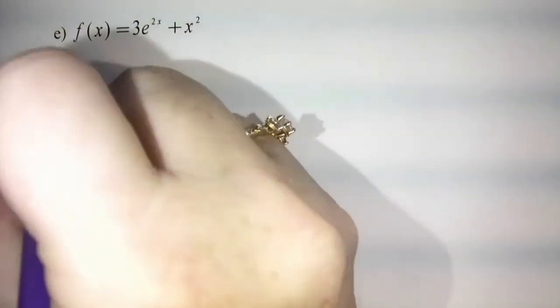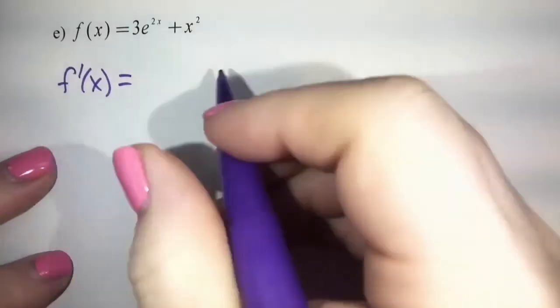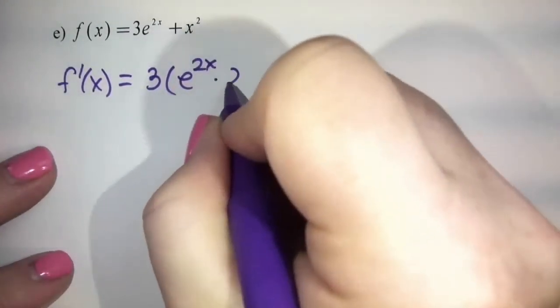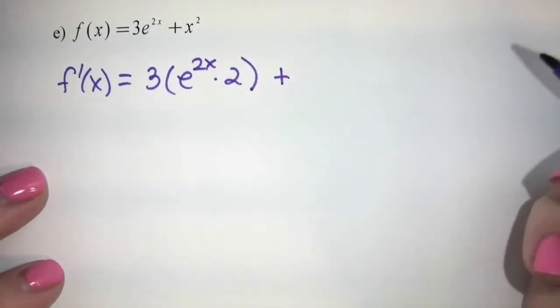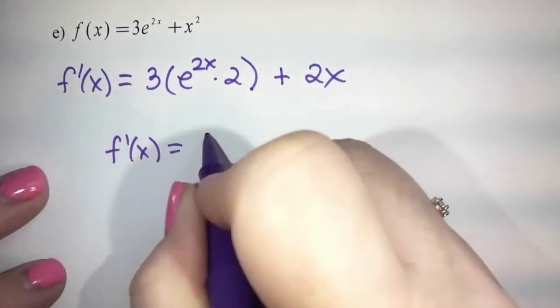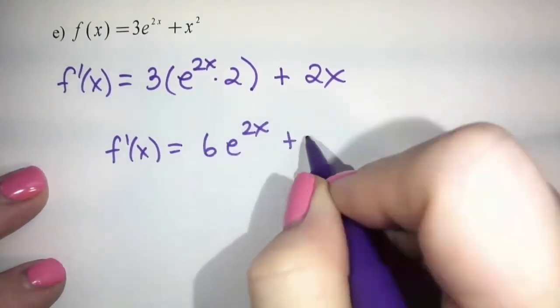Okay, part E, f of x equals 3 e to the 2x plus x squared. And what's our derivative here? So if we leave the 3, the derivative of e to the 2x is e to the 2x times 2, plus the derivative of x squared is 2x. And so our derivative is 6 e to the 2x plus 2x.